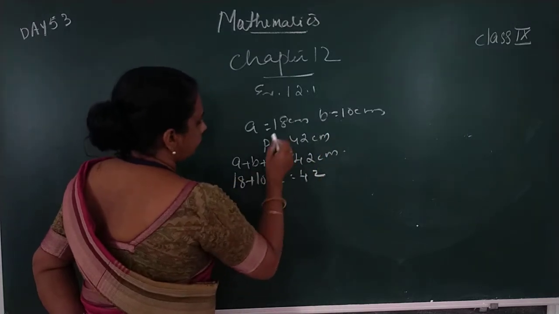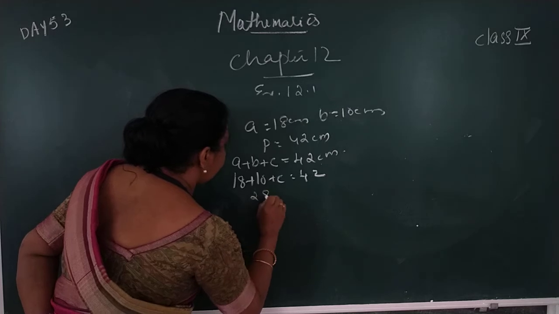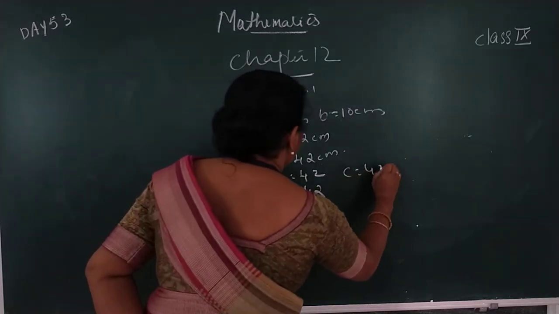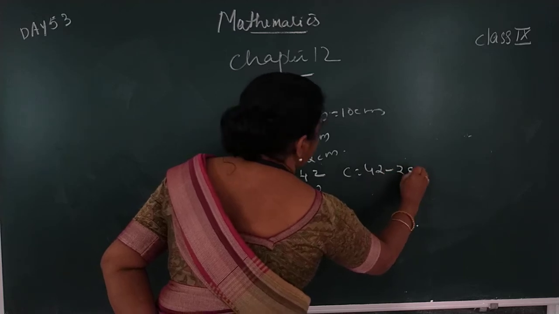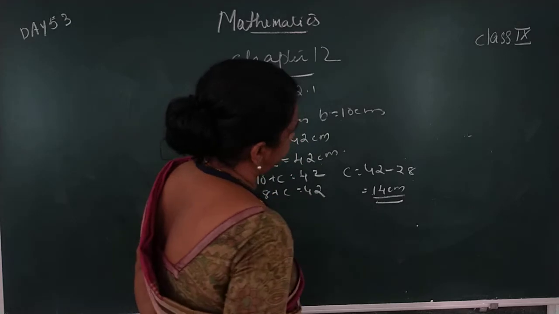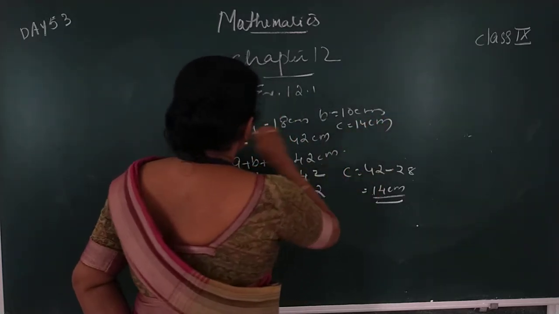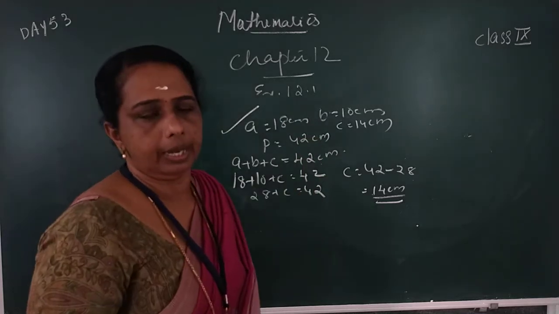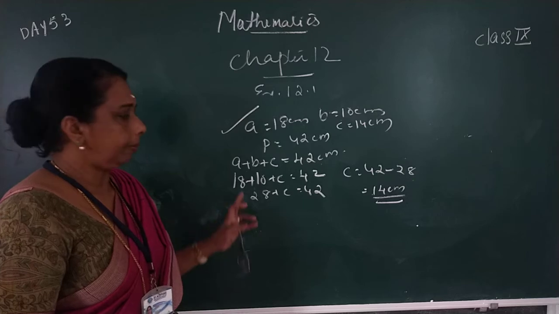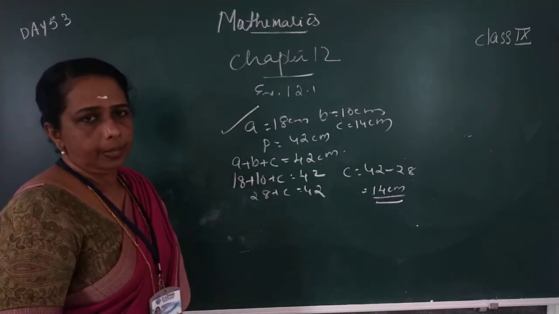Then perimeter is given, 42. Then here we get 28 plus c is equal to 42. Therefore c is equal to 42 minus 28. That is equal to what? 14 centimeter. So c is equal to 14 centimeter. Then using Heron's formula find out the area of the given triangle. Okay, perimeter is given. From that perimeter you want to find out the third side. Okay.